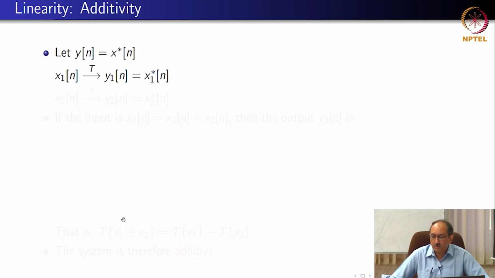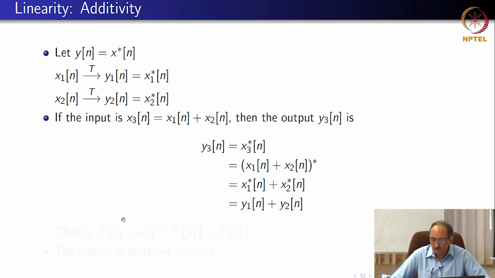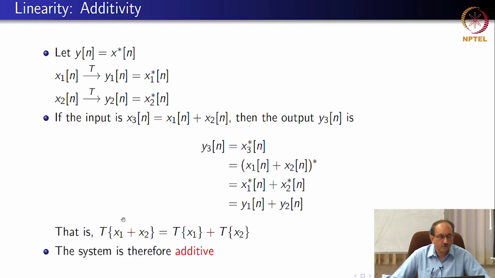So if x1 produces y1, y1 in this case is x1 star, y2 is x2 star. If you now give it x3 of n, which is x1 plus x2, y3 is x3 star, x3 is nothing but x1 plus x2. Therefore, x1 plus x2 whole star is x1 star plus x2 star, and lo and behold, this is y1 plus y2. Therefore, the system is indeed additive. Okay, so here's an example of a system that is additive.